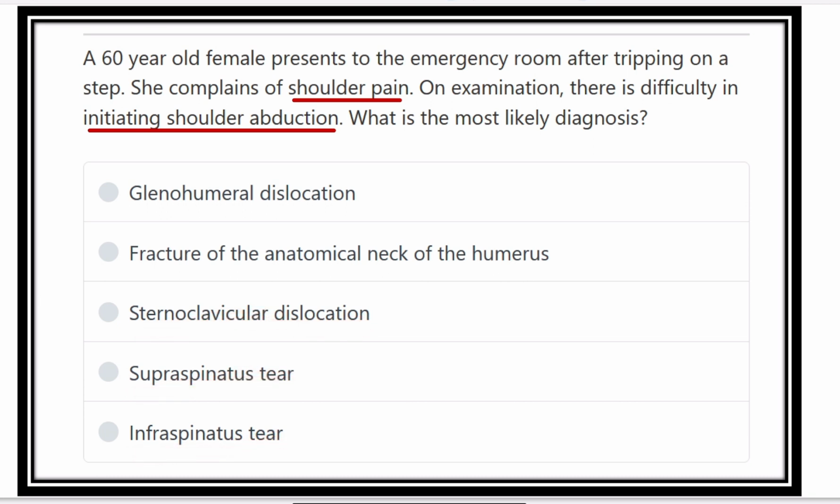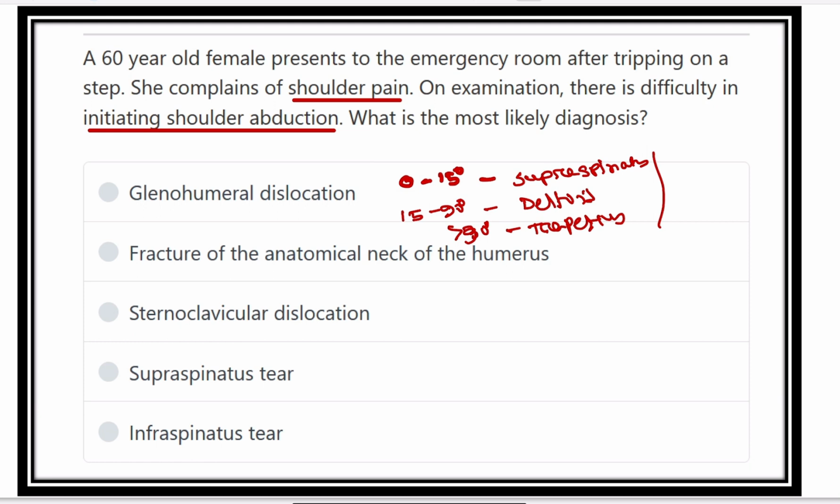First of all, let's see abduction. In the shoulder, the first part of abduction, 0 to 15 degrees, is done by the supraspinatus muscle. Then 15 to 90 degrees is done by the deltoid, and more than 90 degrees is done by the trapezius. So these three important muscles function in abduction.